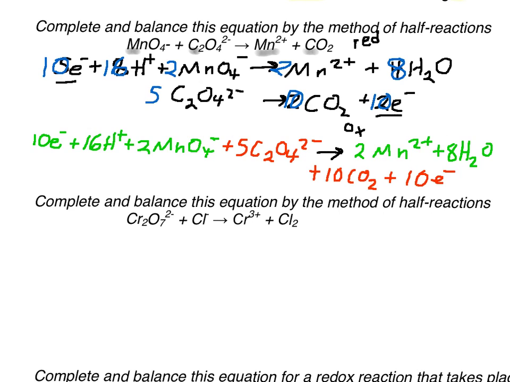I've got 10 electrons on both sides of the equation, so that can cancel out. And in this reaction, there's nothing else that'll cancel out. Usually you can cancel out some waters or some hydrogens or something else, but this is it for this one. So this is my balanced redox reaction using the method of half reactions.